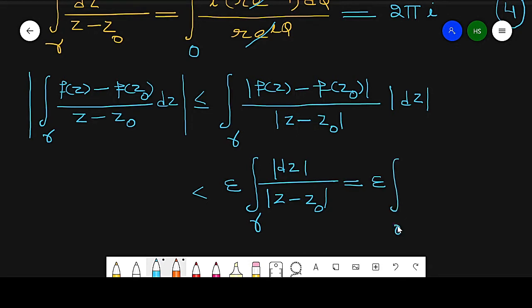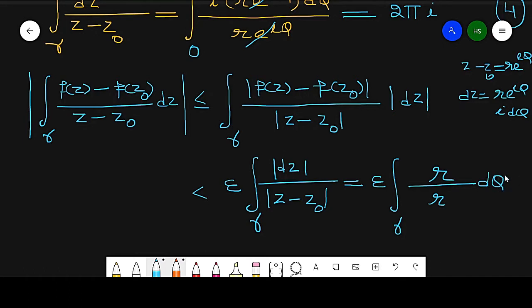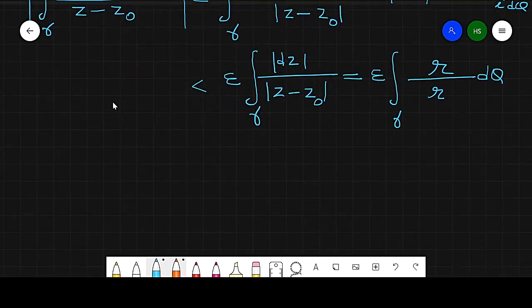So integration around gamma. What is the modulus of z - z0? As we know, z - z0 is equal to r e raised to the power i theta, and when we take the modulus, its value is equal to r. Now what is dz? This is r e raised to the power i theta, i d theta. When we take the modulus, the modulus of i is 1, so this is r times the absolute value of d theta, when theta varies from 0 to 2 pi.